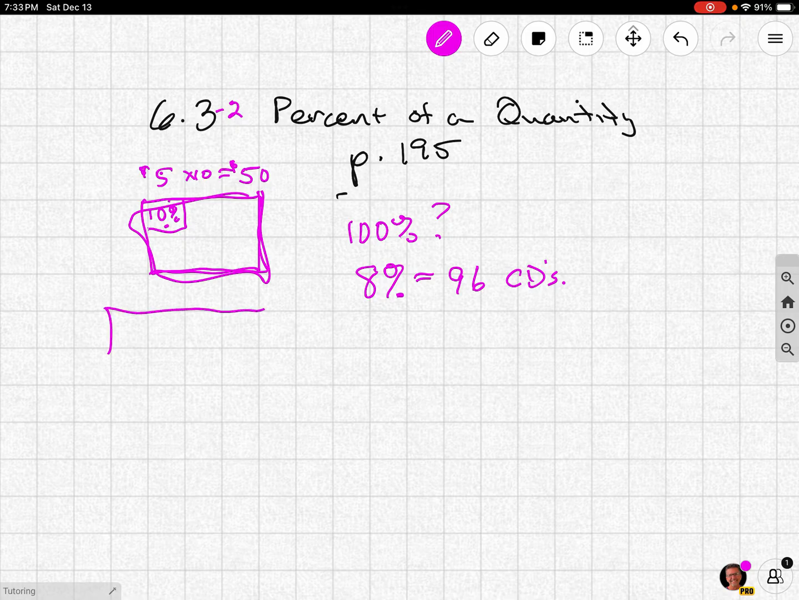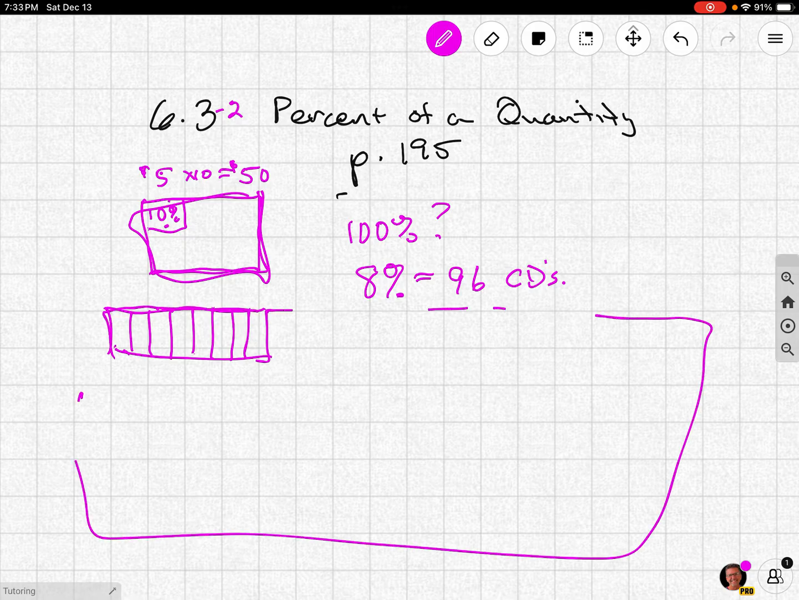If this represents 8%, that's not exactly even, so there's 8% right there. The whole thing is 100%. And if this part right here is 96 CDs, I can take the number 96 that covers this whole thing and split it 8 ways, and I will figure out what 1% of the CD collection is. And that could be handy.